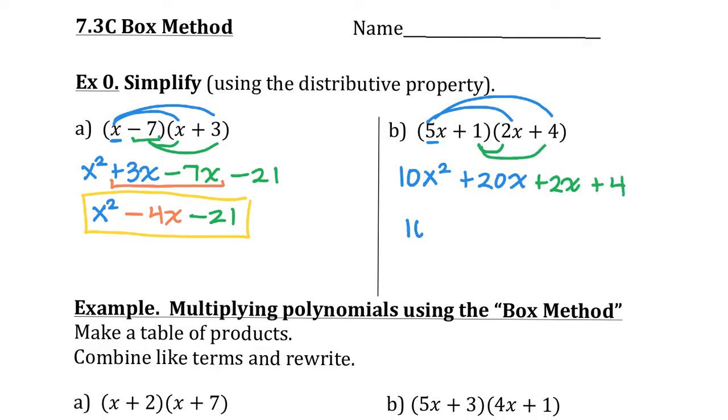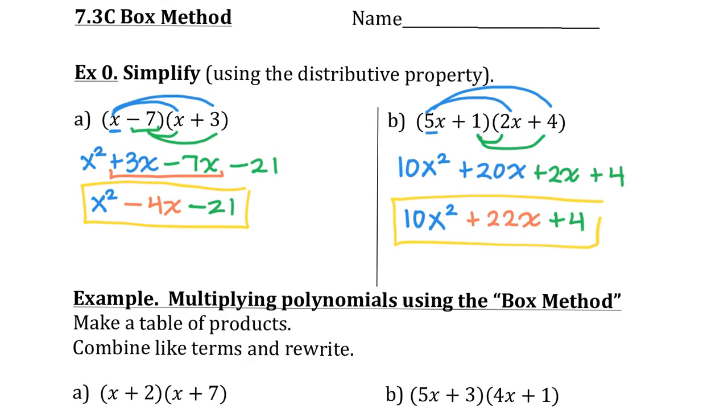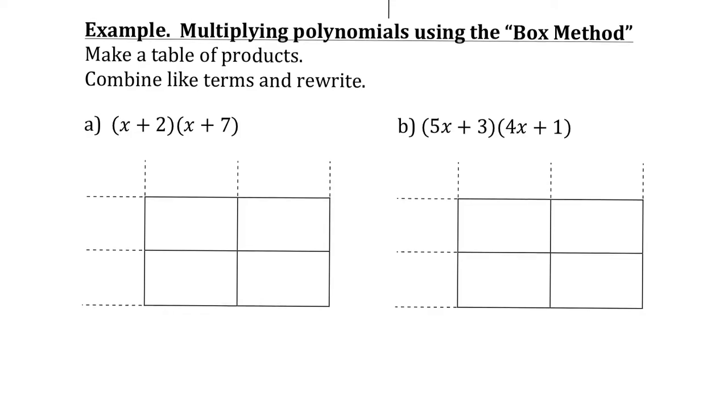Okay, let me bring down the 10x squared. 20x plus 2x is 22x. And then the positive 4 has no like terms. So this is my final answer. It's in standard form, which is nice, even though it didn't tell me I had to have it in standard form. Okay, now the method we're going to use today is called the box method.